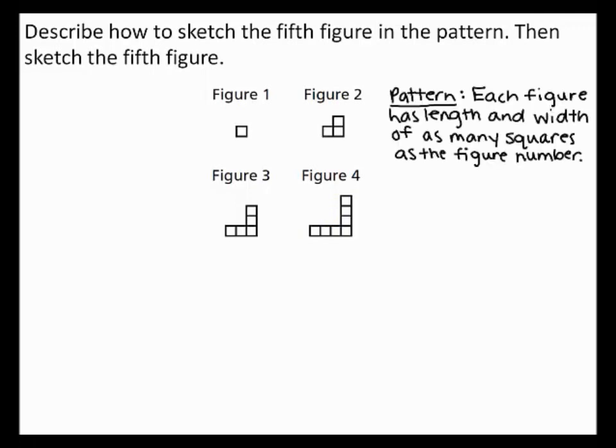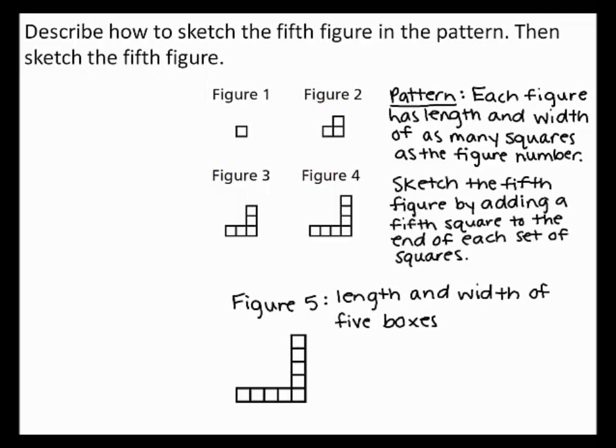Therefore, each figure has a length and width of as many squares as the figure number. Following this pattern, the fifth figure will have a length and width of 5 boxes. So, you can sketch the fifth figure in this pattern by adding a fifth square to each end of the squares as shown. This gives you a sketch of the fifth figure in this pattern.